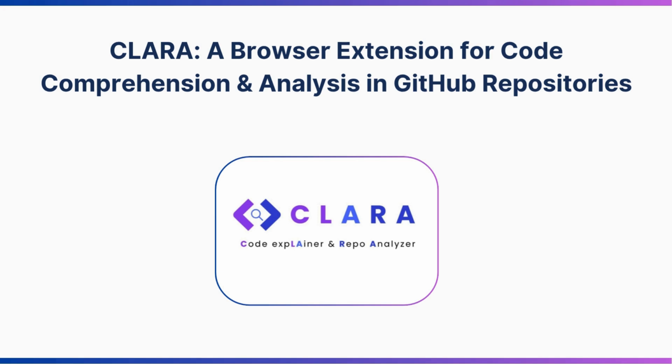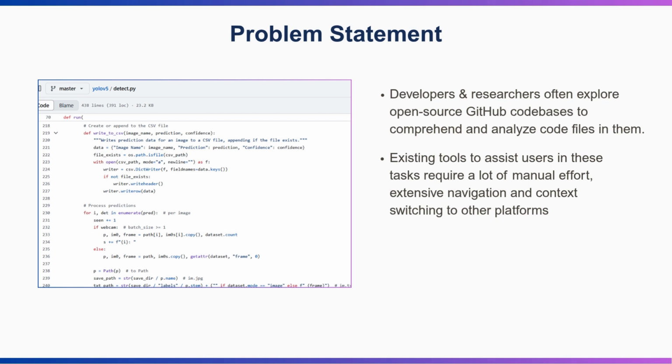Welcome to our demo of CLARA, a browser extension designed to bring seamless interactive code comprehension and analysis directly into GitHub, right where developers need it the most. Developers and researchers frequently dive into open source repos to learn from existing code, gain insights, or even reuse code snippets. But making sense of new code can be challenging, especially in large and complex projects.